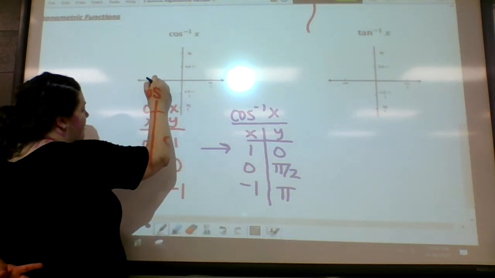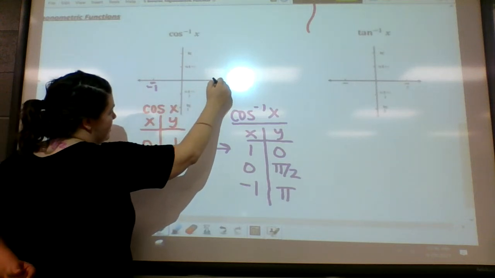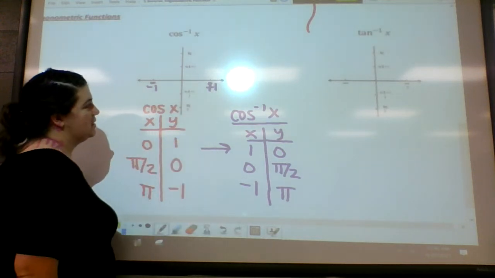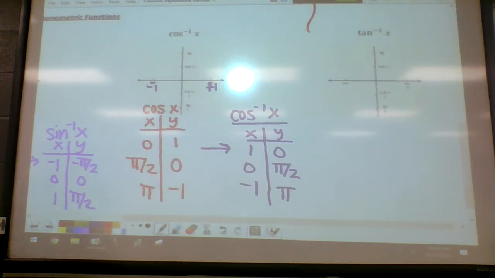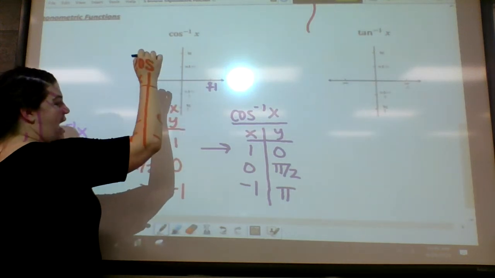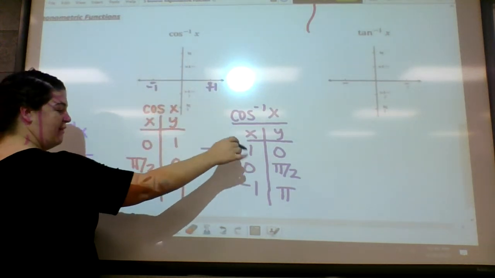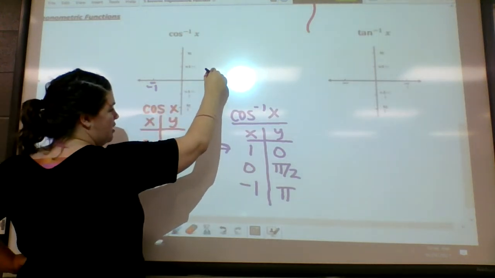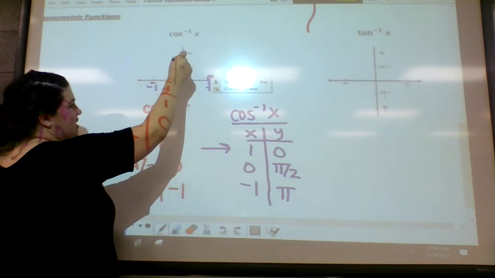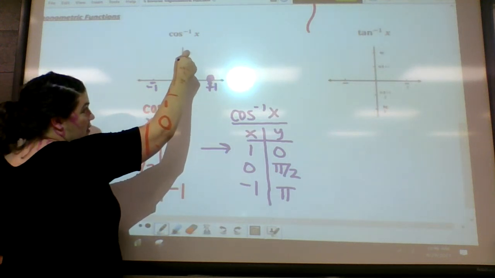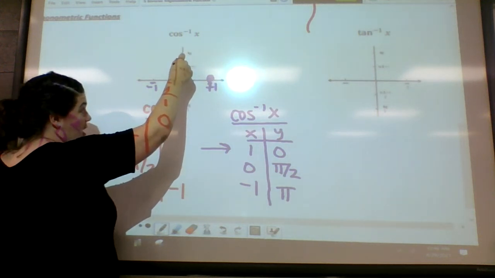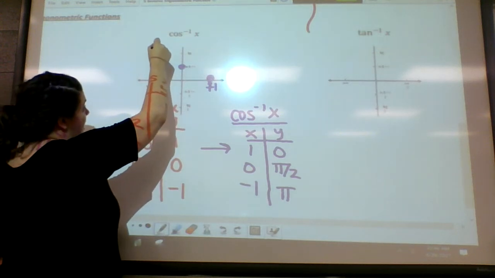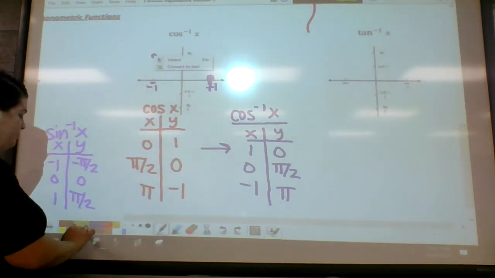And same thing on this graph, that's a -1, right? And this one you have to say is just a +1. +1. And go ahead and plot. So at 1, this is kind of reversed, right? But at 1, this graph is at 0. At 0, the graph is at pi over 2. And at -1, the graph is way up here at pi.